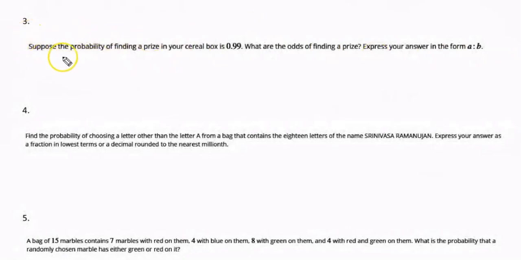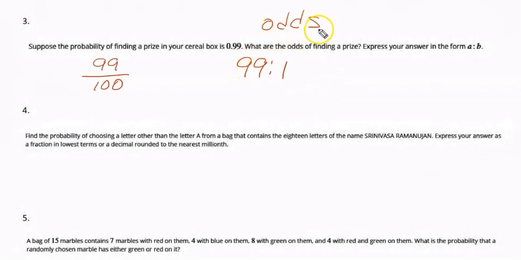All right. Number 3. Again, based on your flipped classroom viewing, what would the answer to this be? Now, that would be, in probability, 99 out of 100. But what would be the odds? And that would be 99 to 1. Now remember, in odds, the sum of the odds adds up to your sample space.